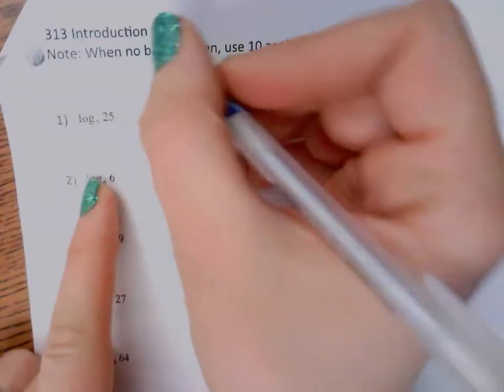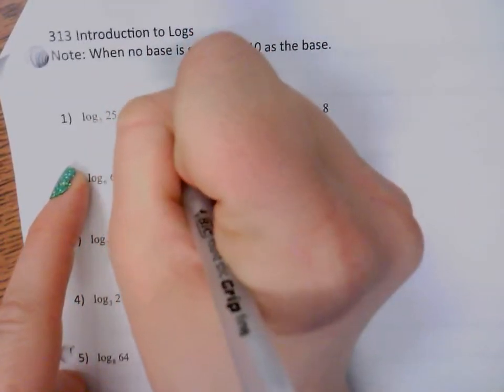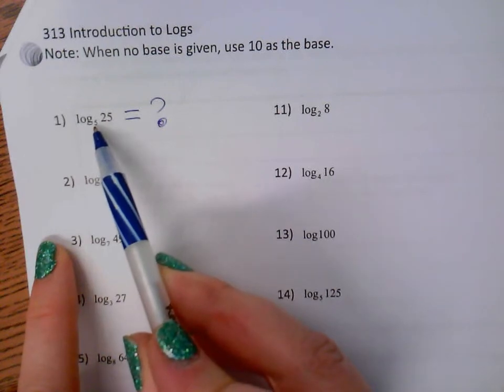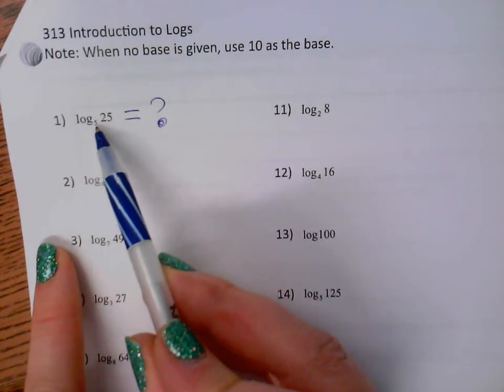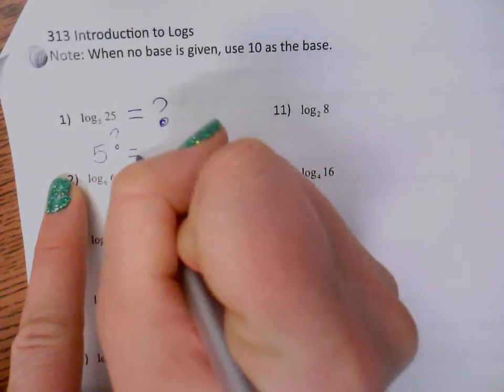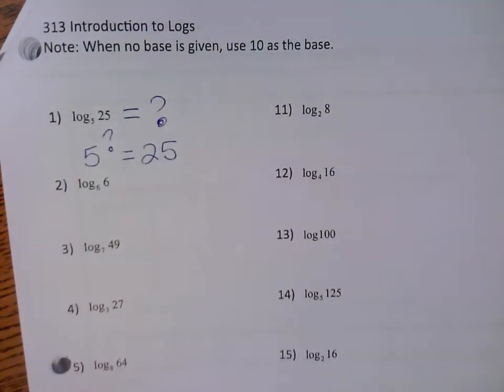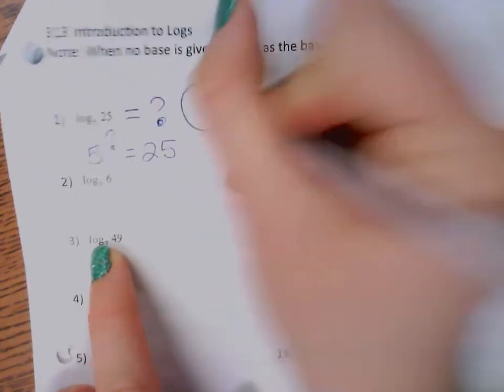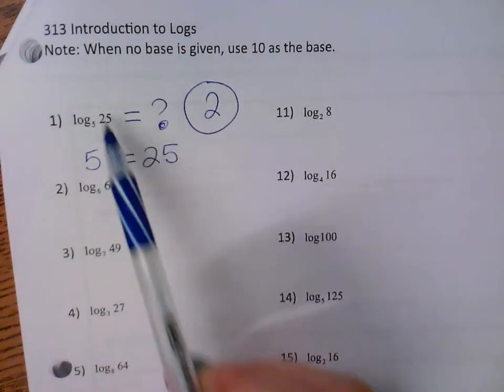So what does this log equal? The base of the log is actually the base of an exponential problem. So 5 raised to what power will give me 25? What power is that? The second power. So the log is equal to 2 because 5 squared is 25.